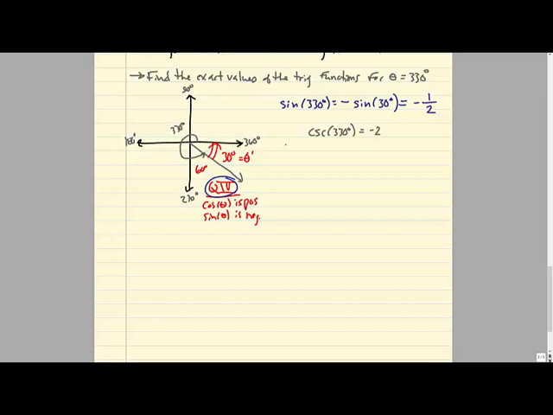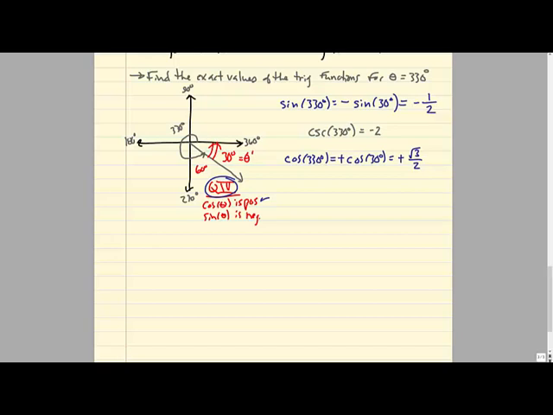So let's go ahead and look at the cosine next. So the cosine of 330 degrees is going to be positive, because cosine is positive down here. It's going to be the positive cosine of 30 degrees. It's going to be positive, and the cosine of 30 degrees, we have that memorized, is the square root of 3 over 2.